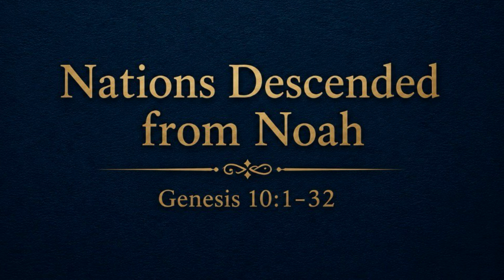The repeated references to lands, languages, clans, and nations show that humanity was becoming organized into distinct people groups. This development anticipates the events of the next chapter, where the confusion of languages at Babel is explained. Genesis 10 presents the result, while Genesis 11 explains how that result came about.